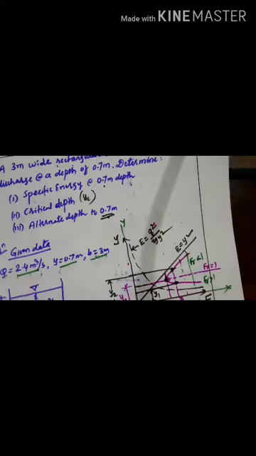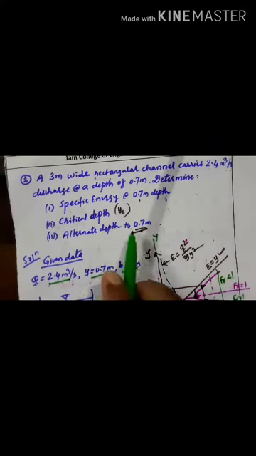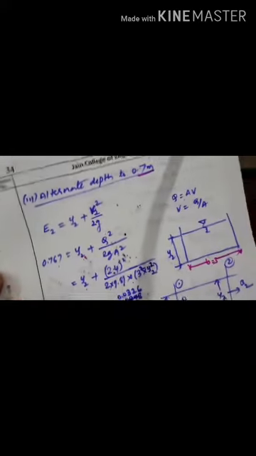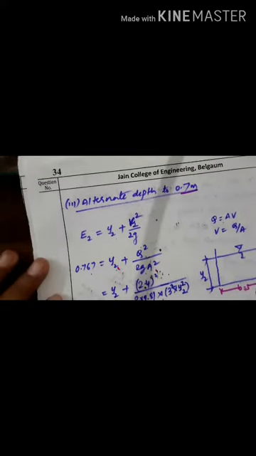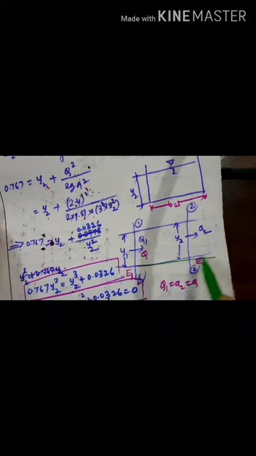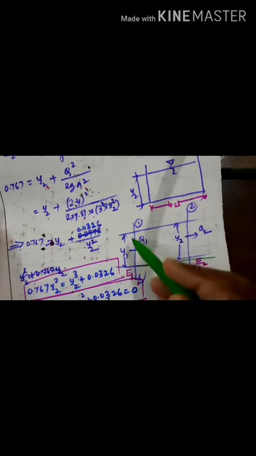The last part is to calculate the alternate depth to 0.7 meter. How do we calculate it? Again, as I told, take the channel section and consider two sections, 1 and 2.